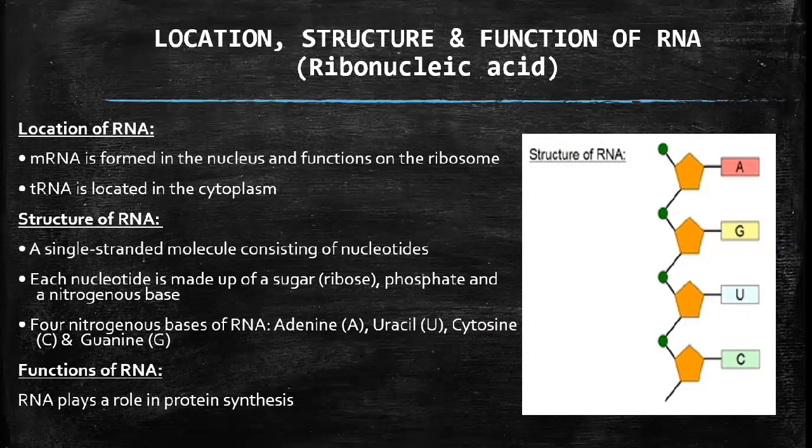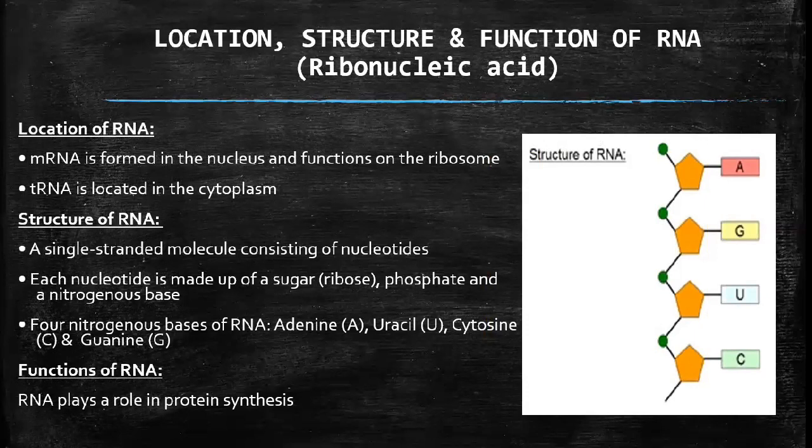mRNA. And then we've also got tRNA. tRNA is located in the cytoplasm. In full, it is what we call the transport RNA. mRNA, remember, is messenger RNA, and tRNA is transport RNA. We're going to talk about those when we do protein synthesis.